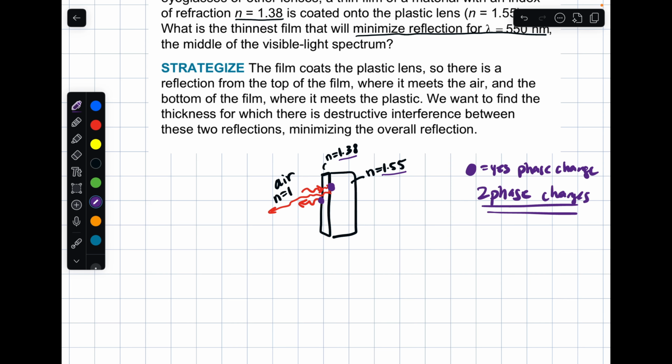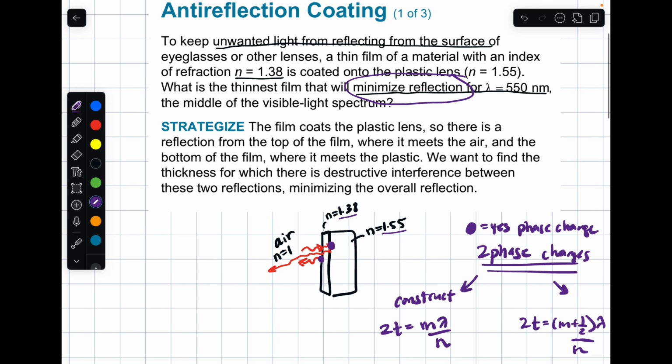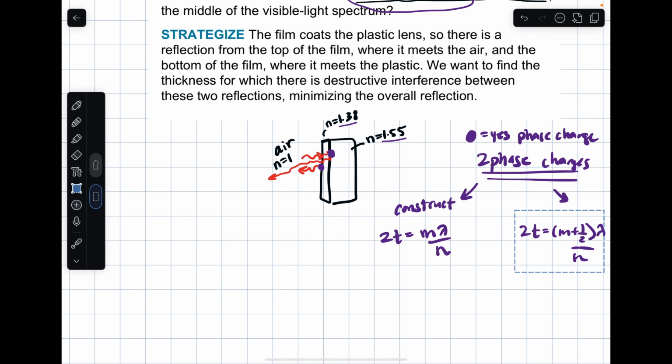So if two phase changes are occurring, we know that our constructive interference condition is going to stay the same, 2t equals m lambda over n. And we know our destructive is going to be 2t equals (m plus 1/2) lambda over n. And so which condition do we need in order to solve this problem? We're looking for preventing reflection, minimizing reflection. So we're looking for destructive interference. So we're going to use the destructive interference condition.